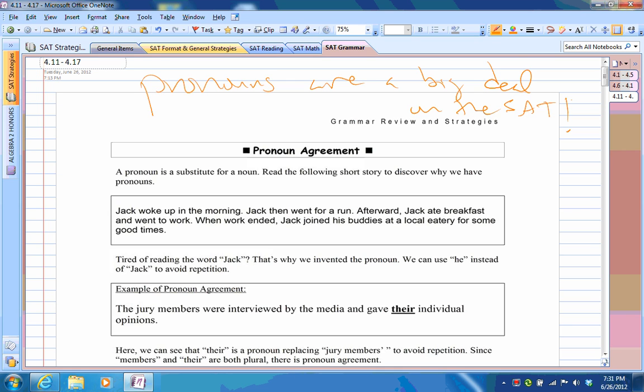Like you see the sentence in the first block, Jack woke up in the morning, Jack then went for a run, afterward Jack ate breakfast and went to work. When work ended, Jack joined his buddies at a local eatery for some good times. Sounds repetitive. So you can say Jack woke up in the morning and went for a run, afterwards he ate breakfast, when work ended he joined his buddies. So I could substitute the word Jack with he.